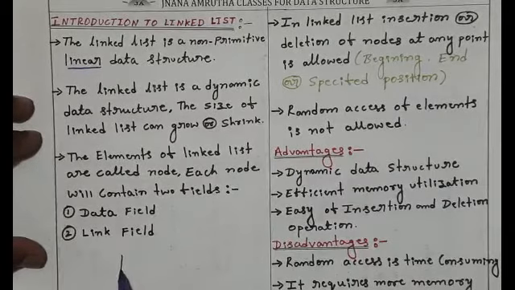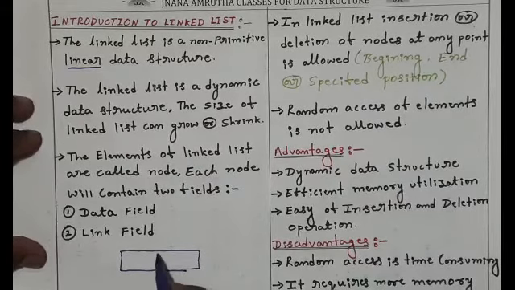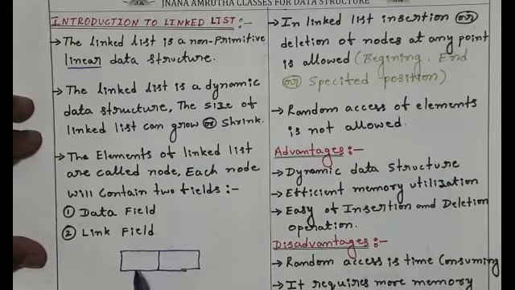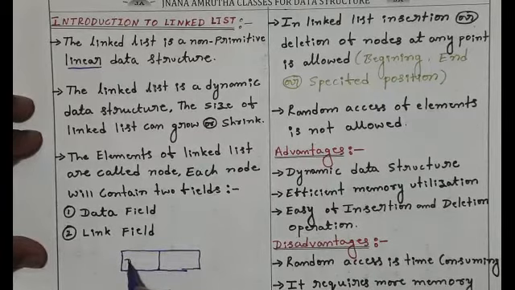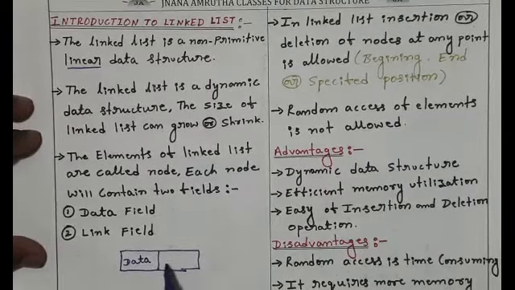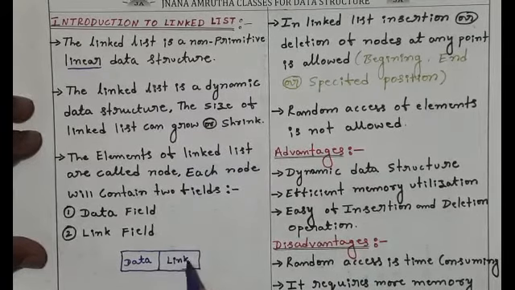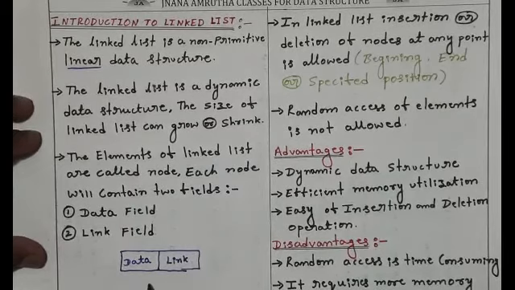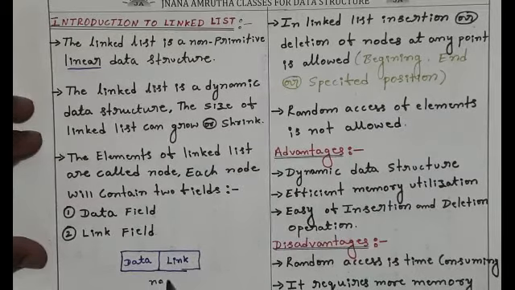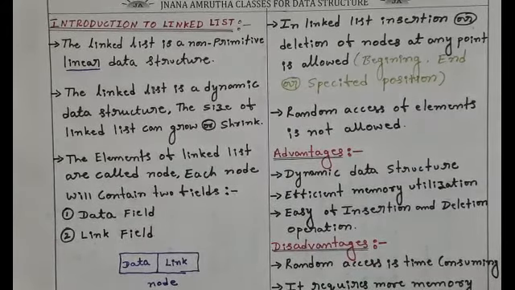Here we'll have one node structure. The first box will contain the data field, and the second field will contain the link field. In total, this we are going to call a node.